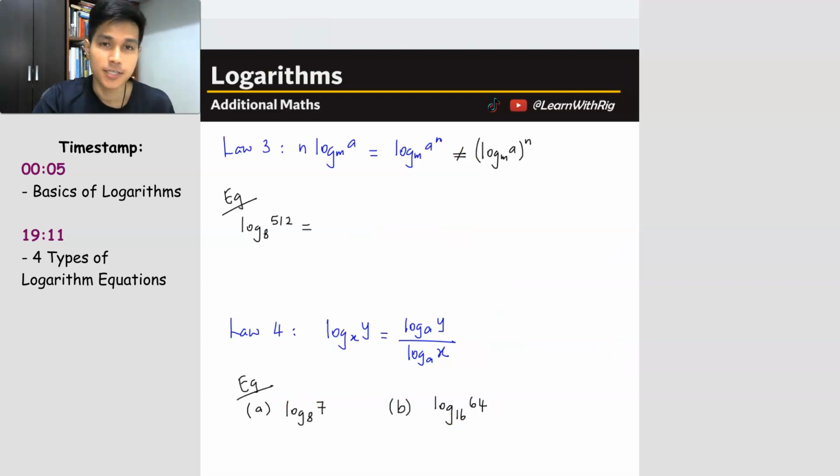So the third law is what I said just now. When you have a value in front of the log, you can bring it to become a power. And it works the other way as well. If you have a power, you can bring it to the front. This is just to simplify the log, to make it easier. Now I added one thing here. Most of the students I notice get confused between these two.